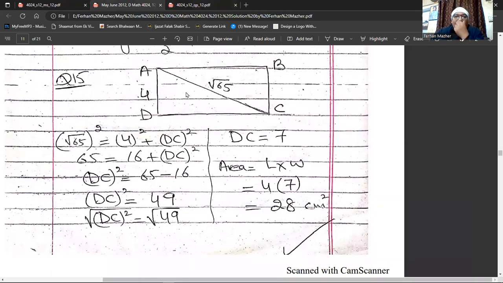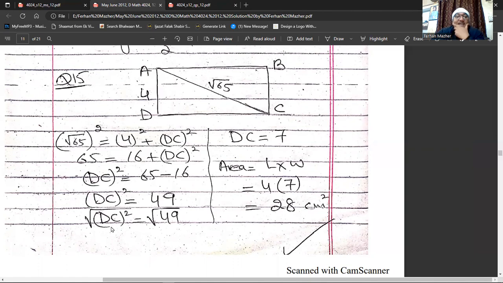Okay. So I will apply the Pythagoras here. The hypotenuse square is equal to the perpendicular square plus the base square. The base here is DC. The perpendicular here is 4. And the hypotenuse here is under root of 65. Square and under root will be cancelled. So you have 65 equals 4 square, which is 16, plus DC whole square. So DC whole square will be equal to 65 minus 16. So DC whole square will be equal to 49.